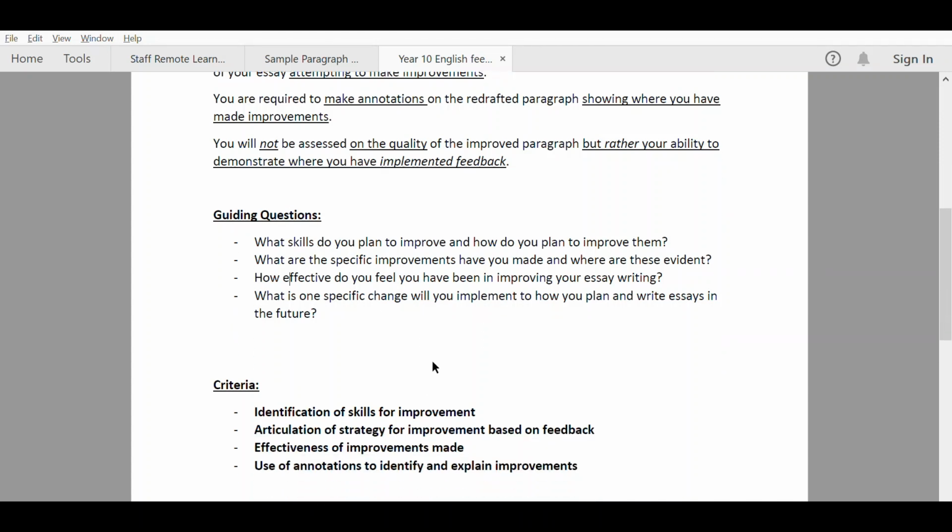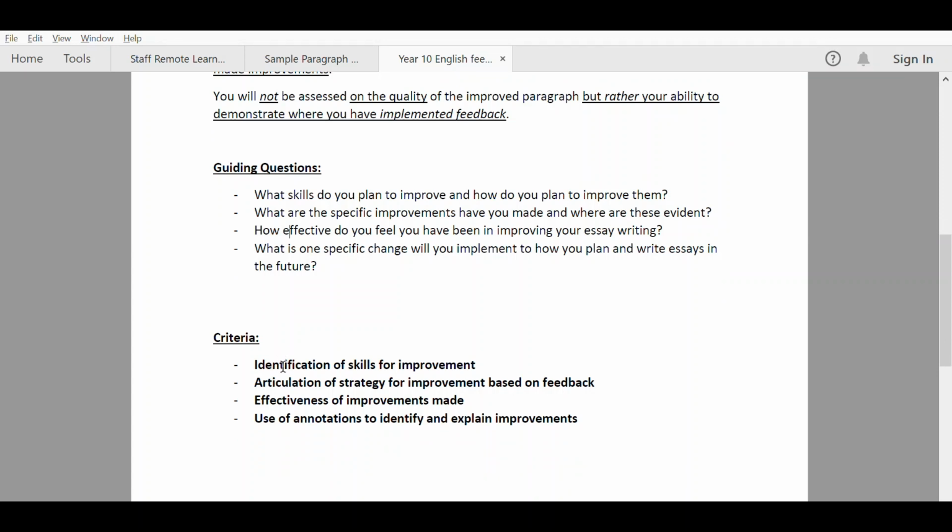All right, here are the criteria. Identification of skills for improvement. So that's your ability to look at the rubric and say, I want to do this skill, and you look at your written paragraph and you identify, maybe it's the topic sentence, maybe it's the vocabulary.